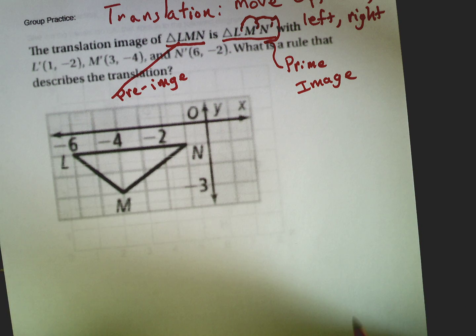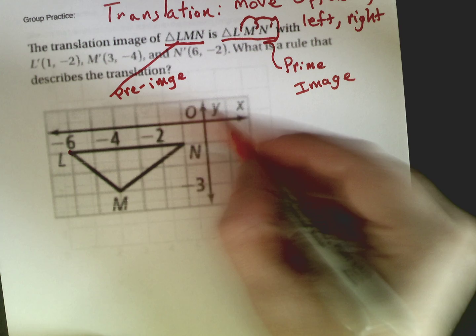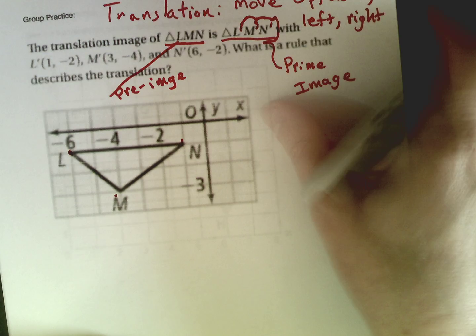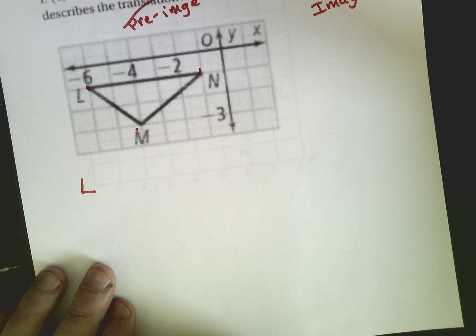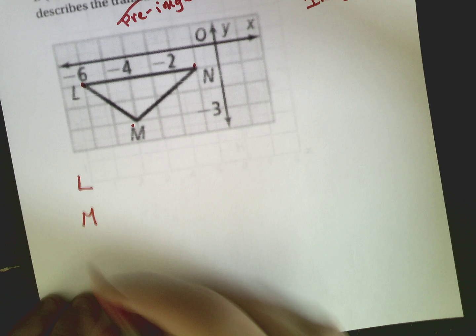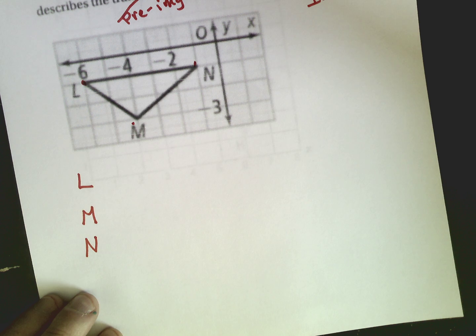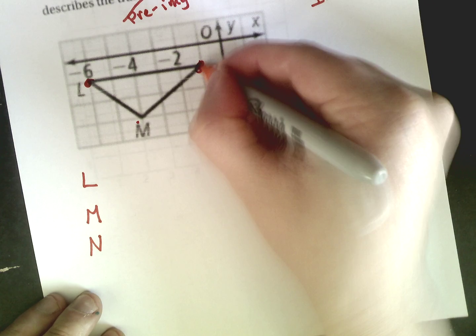Okay, so I don't like this one because they should have given you the coordinates here. So for LMN, the general ones, let's write them out. So point L, point M, and point N. I'm going to write the coordinates of each one of these points. There's 1, 2, 3 points.